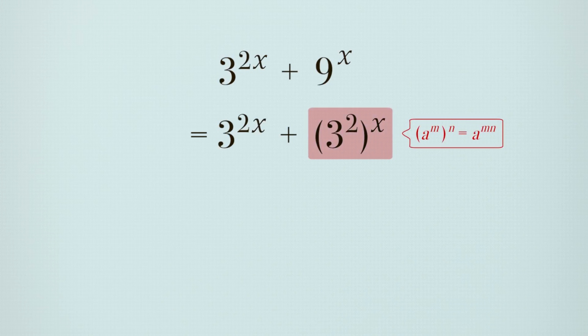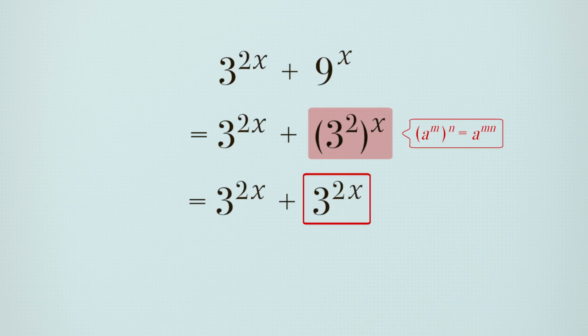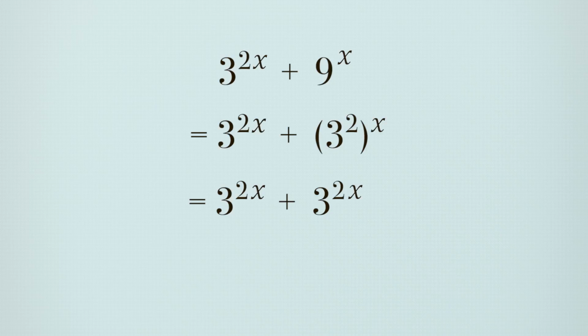We can use this law of indices and multiply the indices and get 3 to the power of 2x. Now we can see the like terms. This means we can add 3 to the power of 2x to 3 to the power of 2x to get 2 times 3 to the power of 2x, and we write it like this.